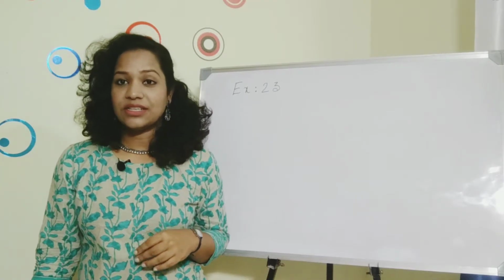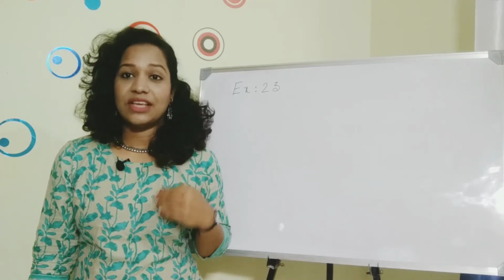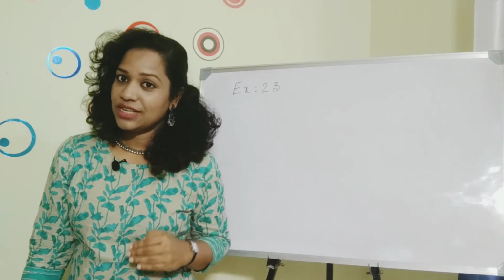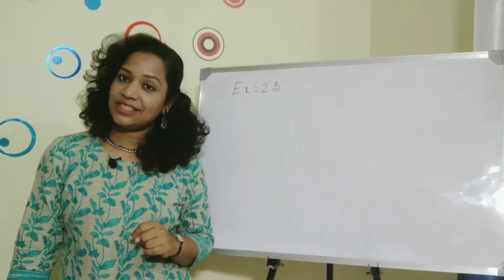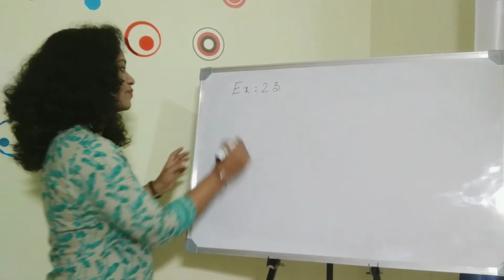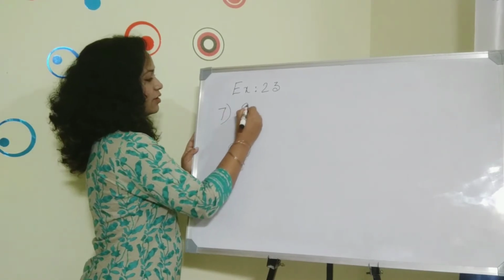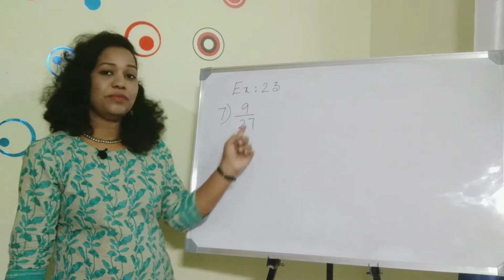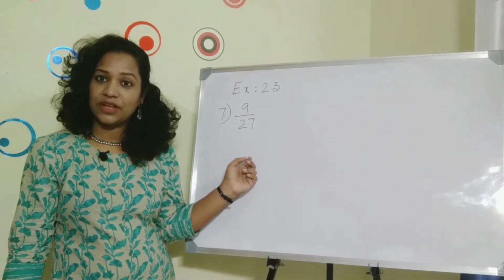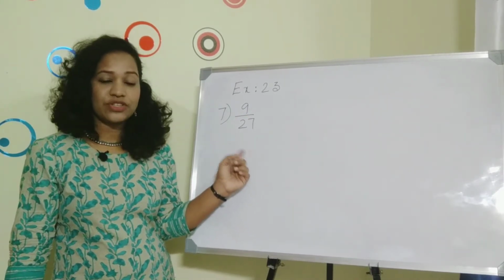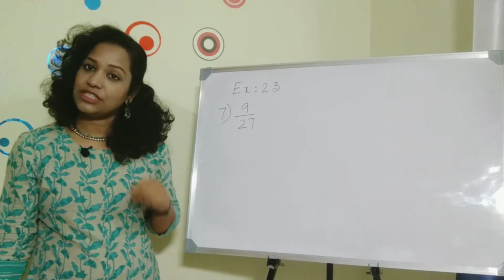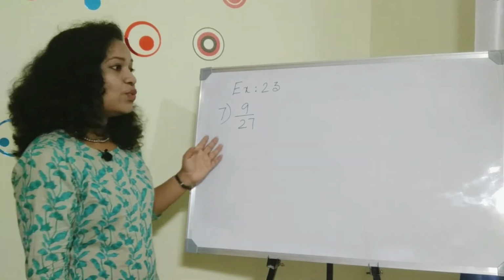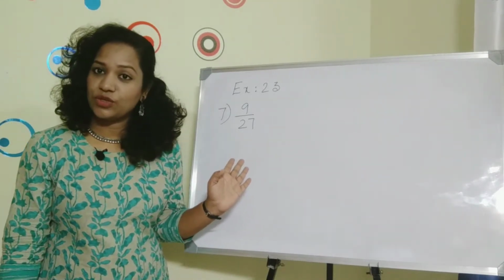Now let's discuss how to reduce the given fraction to its simplest form. Let's take an example. The given fraction is 9 by 27 here. So we have to reduce this fraction into its simplest form. So the same procedure we have to do.